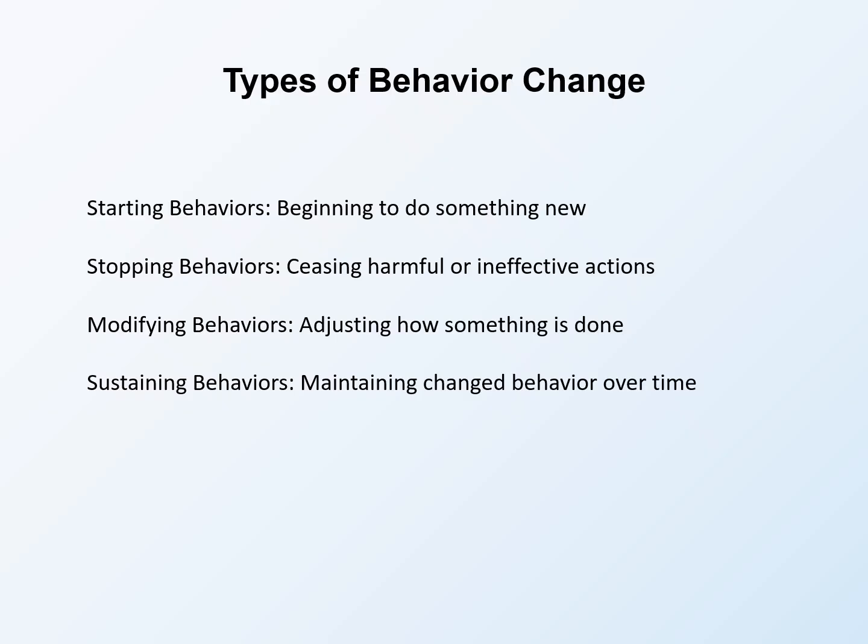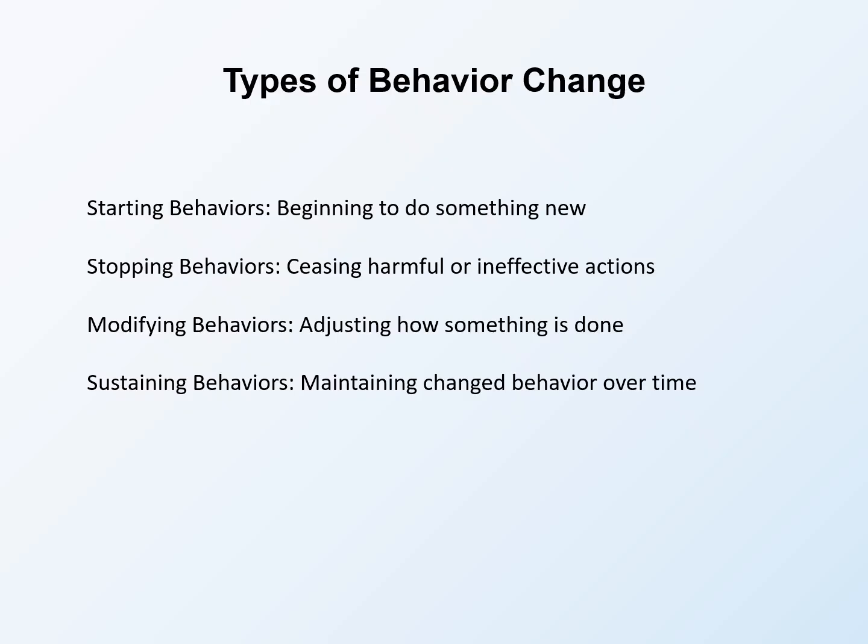Stopping behaviors involve ceasing harmful or ineffective actions that participants were previously doing. Quitting smoking, stopping substance use, discontinuing unsafe practices, or ending harmful relationship patterns are examples of stopping behaviors. Something that was happening in the participant's life stops happening as a result of what they learned. Stopping established behaviors is often more difficult than starting new ones because it requires breaking existing patterns.